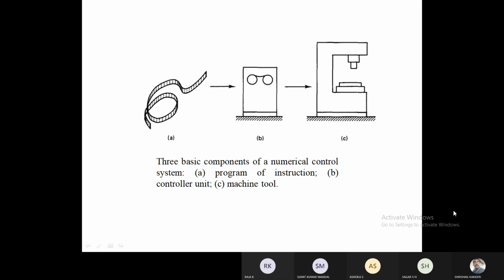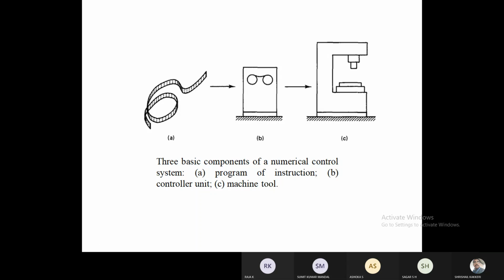There are three important basic components. One is the machine tool. Another one is called the program of instructions. And another one is called the machine control unit. The program of instructions will be in the form of a tape.